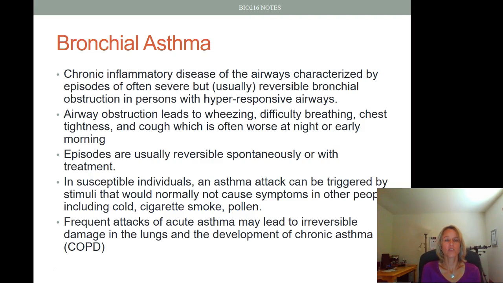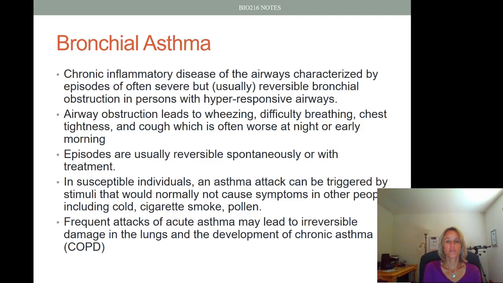So asthma is a chronic inflammatory disease of the airways that is characterized by acute episodes of often severe but usually reversible bronchial obstruction in persons with hyperresponsive airways. The obstruction in the airways can cause wheezing, audible wheezing, particularly with a stethoscope, difficulty breathing, chest tightness, coughing, and this is often worse at night or early in the morning.